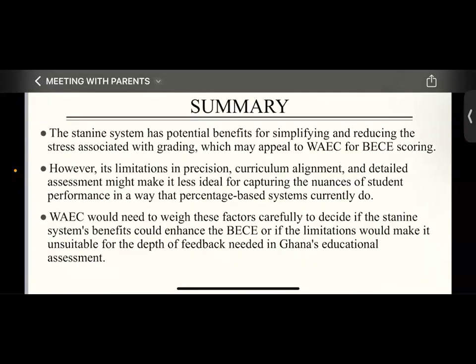So in summary, this will bring us to the end. In summary, the Stanine system has potential benefits for simplifying and reducing the stress associated with grading. It has made grading quite easy. Let's identify the scores from here to here. We box all of them within this grade. The next, we box the next grade within this, which may appeal to WAEC for BECE scoring. However, its limitations in precision, curriculum alignment, and detailed assessment might make it less ideal for capturing the nuances of student performance in a way that percentage-based systems currently do.